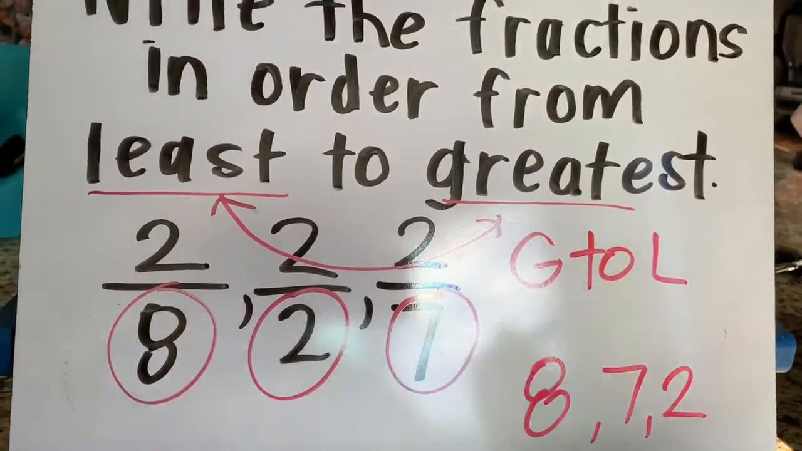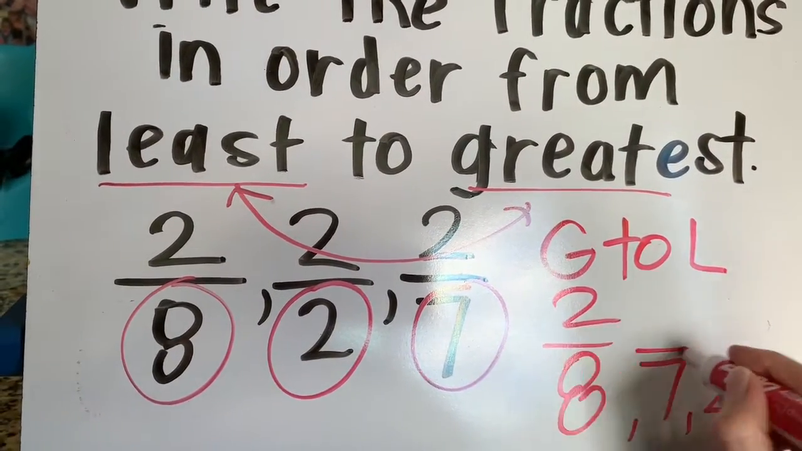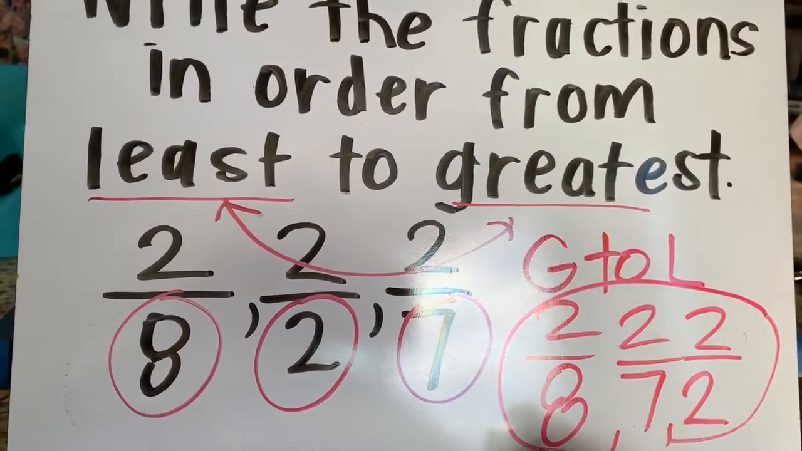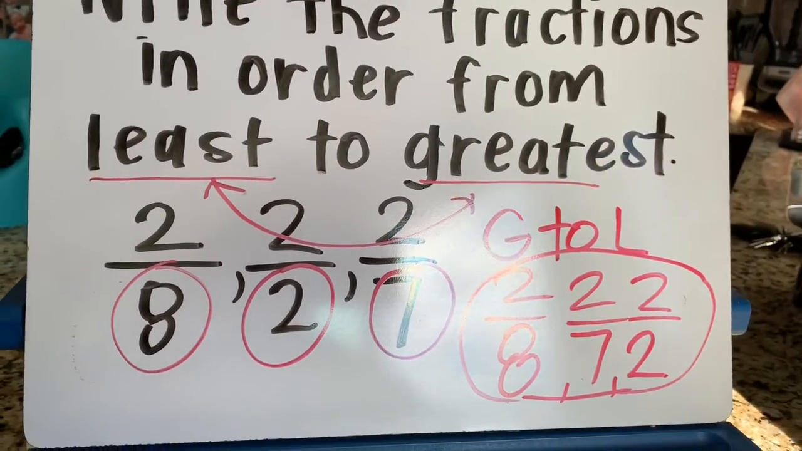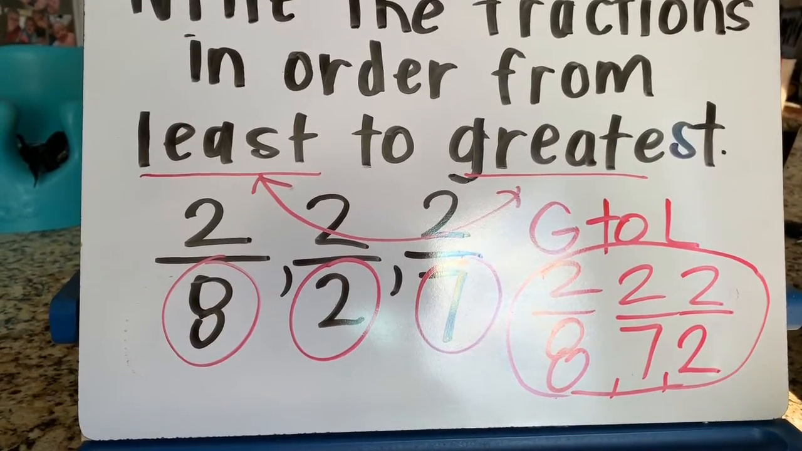Am I done? No, I have to put back the numerators. I've got a 2, and a 2. Voila, I've got my answer. How do I know that it's true? I remember, the bigger the number, the smaller the piece.